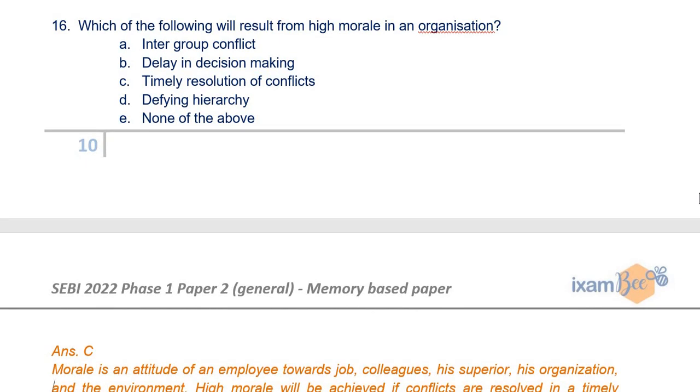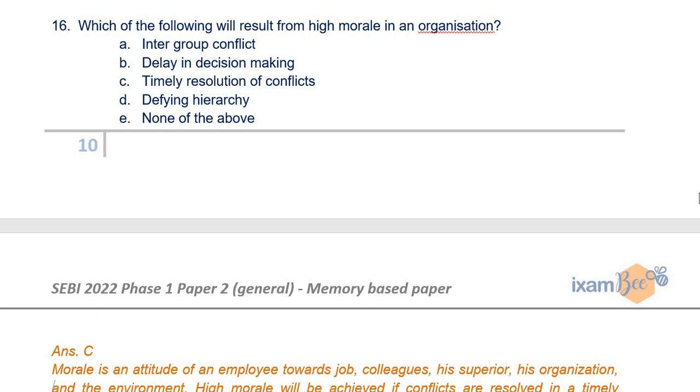Then moving on to the next question, which of the following will result from high morale in an organization? So high morale is when you have a very good feeling about the environment, about the organization, about the people around you in a group, standing in a group kind of a situation. That is when we are talking about high morale in an organization. So again, this was, I think, very logical.